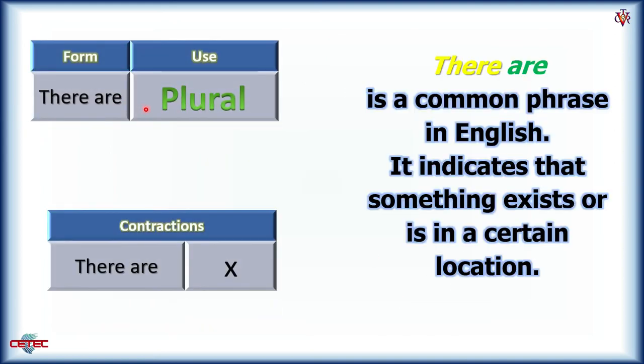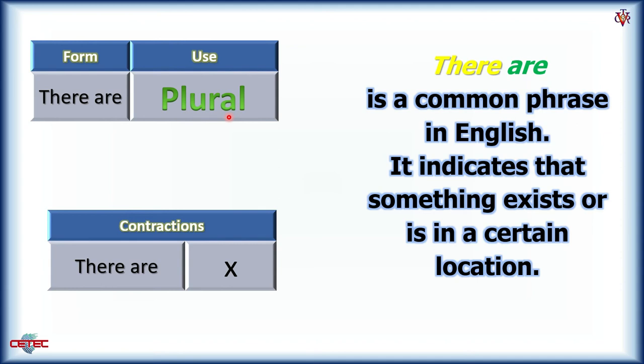There are is usable for plural. There are is a common phrase in English that indicates that something exists or is in a certain location. Contraction. There are. Here, it's not a contraction. Don't forget that we have to use there are for plural items. That means more than one.